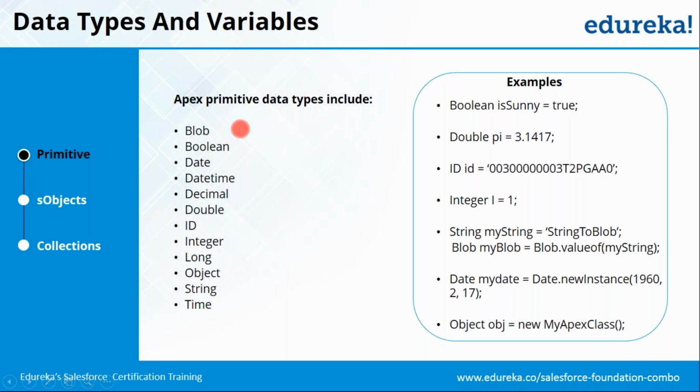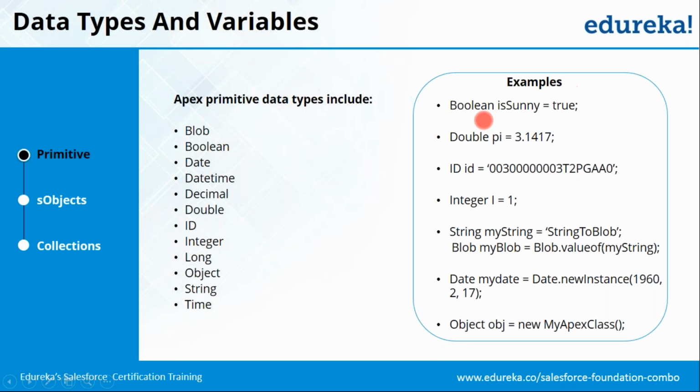Blob means the data will basically be in the form of binary data, so your binary data will be stored as an object. That's what blob means. And Boolean, you all must know what Boolean is. Date will be in date format. So variables can be stored in the form of date, time, or decimal format, double, ID, integer, long, object, string. We'll mostly be using string and integer for my examples. By default, I'll be using those.